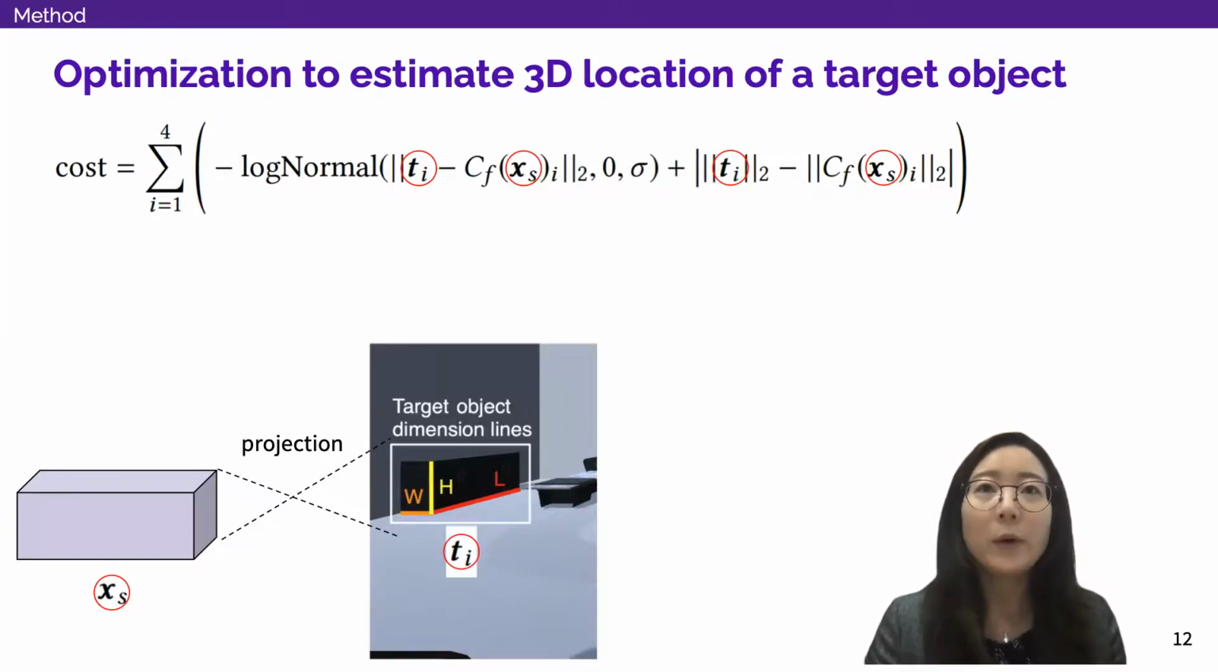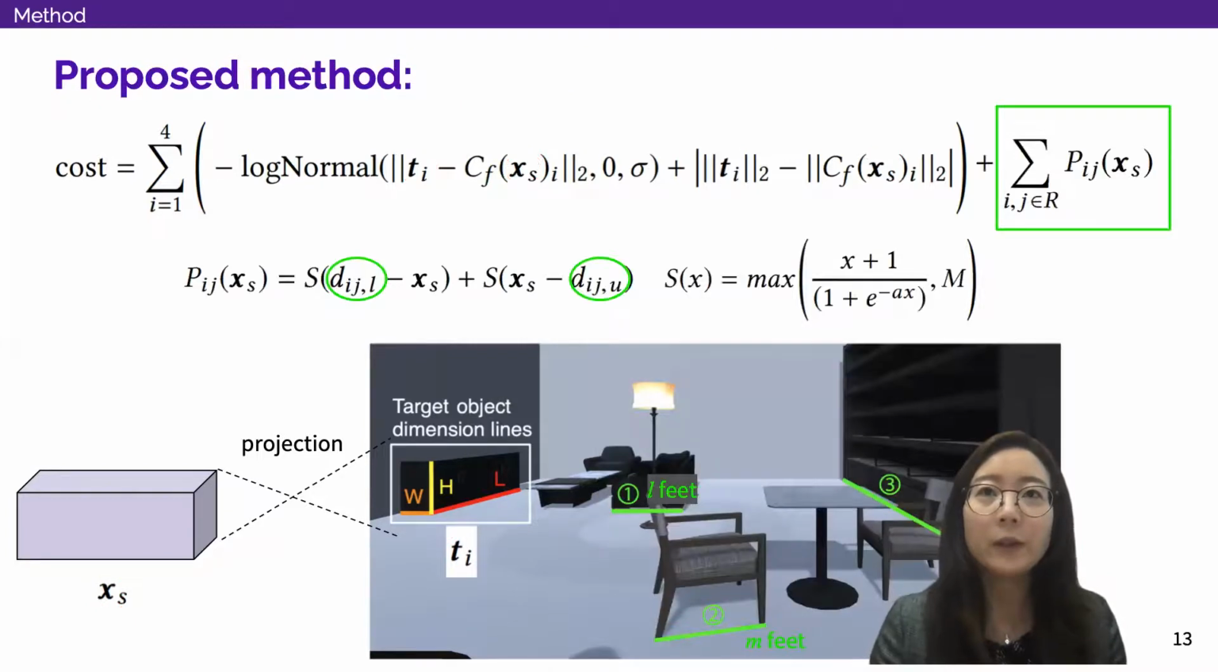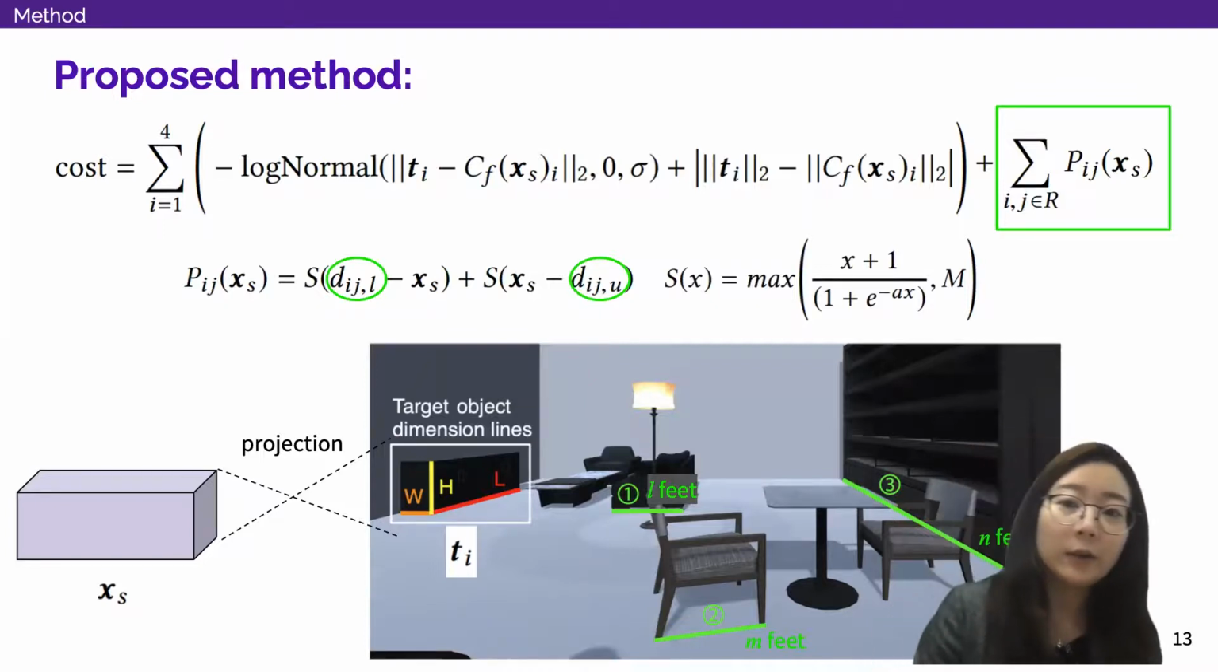And what we propose is to add a penalty function to the cost function so that the added penalty function creates a soft constraint for the optimizer to guide finding a better solution. And this penalty function is created using the approximate measurements from the reference object in the scene, colored in green.